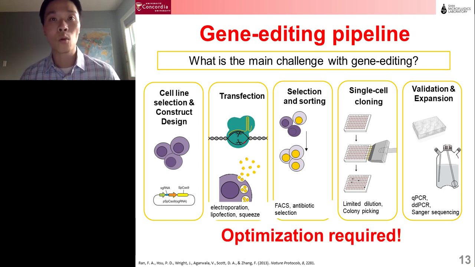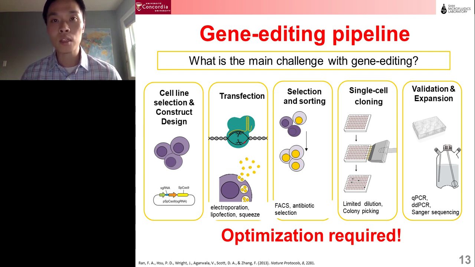Transfection, selection and sorting, single cell cloning, validation, and expansion: all these different steps require different technologies to perform their tasks. This contributes to a lot of variability in the results, especially between different labs that are performing the same type of editing.